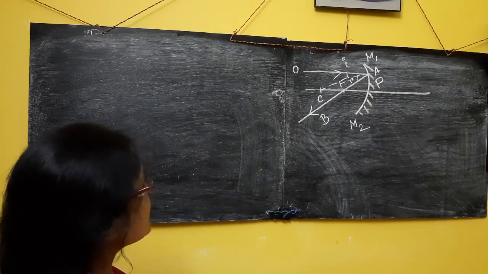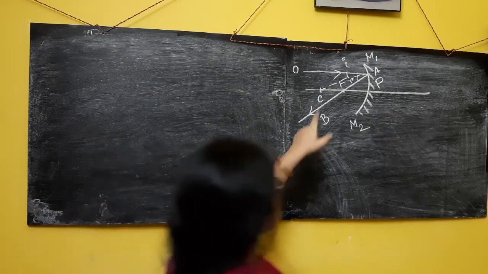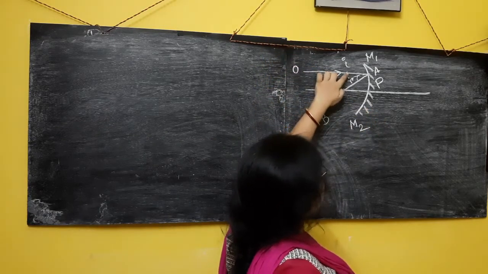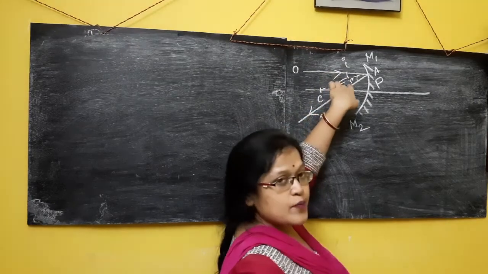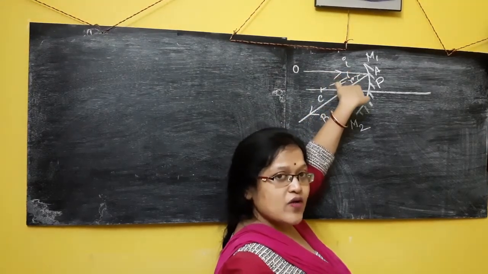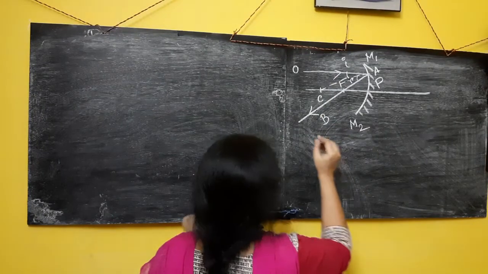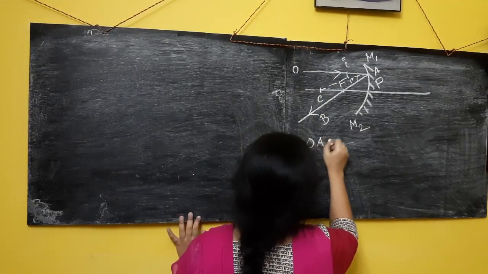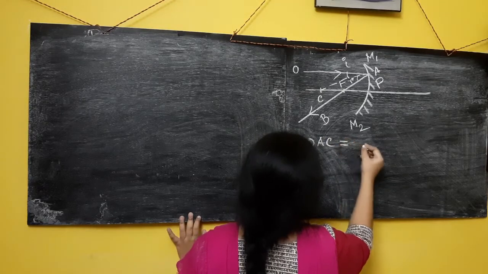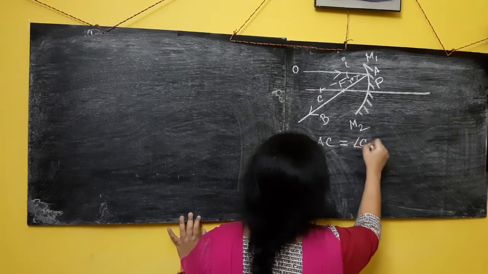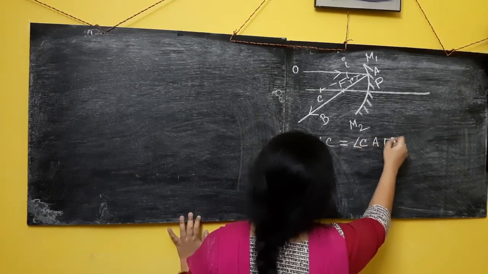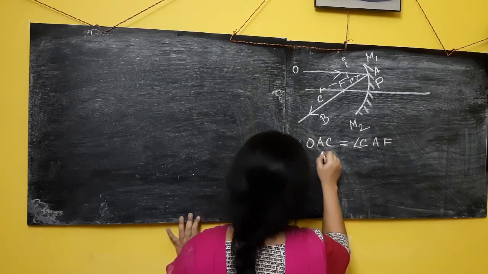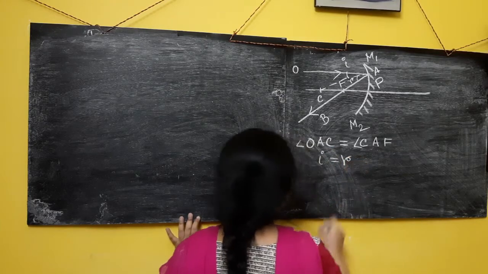Now I need to prove it. Achha, let's go for that first. See, since this is the normal over here, obviously this angle I should be equal to R. Done. So what is happening? Angle OAC is equal to angle CAF, because the angle of incidence equals the angle of reflection, I equals R.